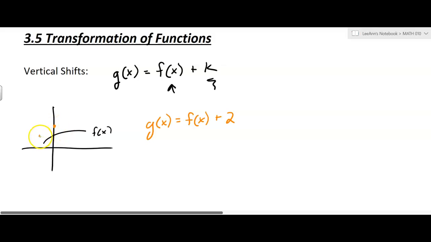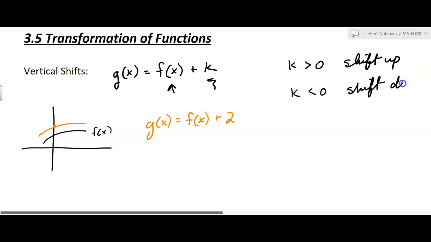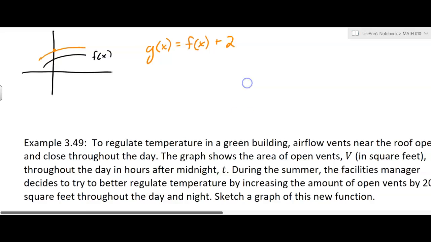And so the whole graph gets shifted up 2 units. Okay? That's the idea of a vertical shift. So if k is greater than 0, then you're going to have a vertical shift up. If k is less than 0, meaning it's negative, you're going to have a vertical shift down. Okay? Alright, so that's what a vertical shift looks like, and that's what it does.